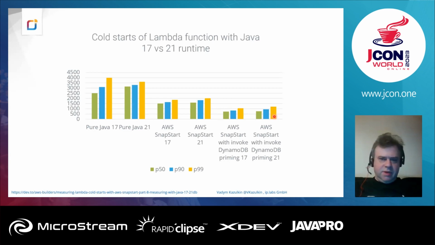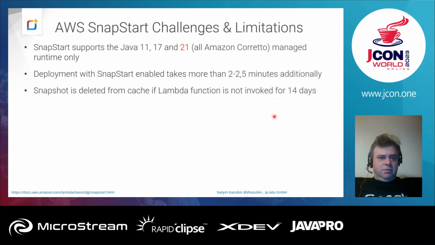I was also expecting with SnapStart to have comparable results because it doesn't depend too much on the Java version. You make a snapshot of the whole VM, micro VM, and then restore. So the Java VM doesn't play a huge role in that. But anyway, SnapStart also has its challenges and limitations.